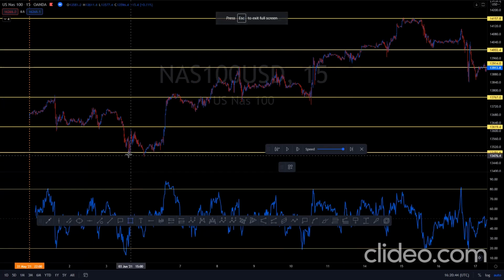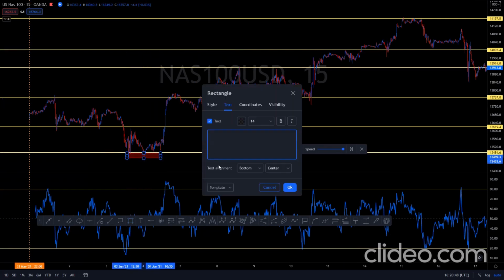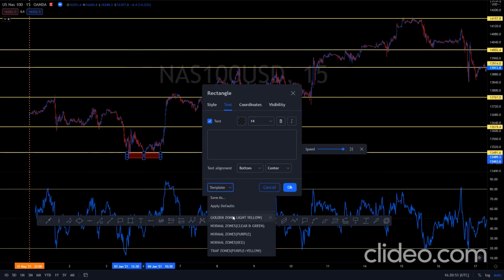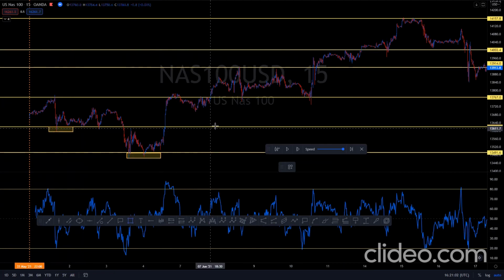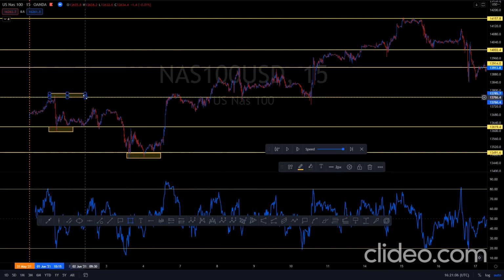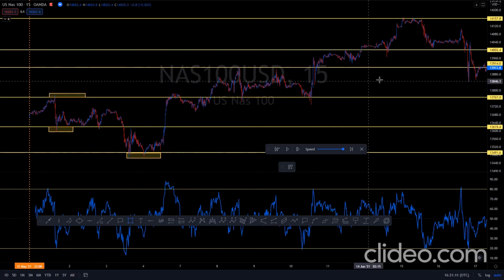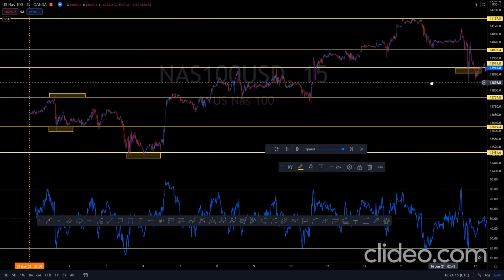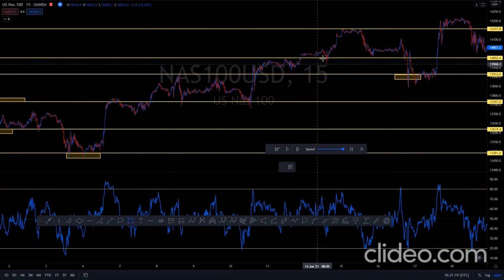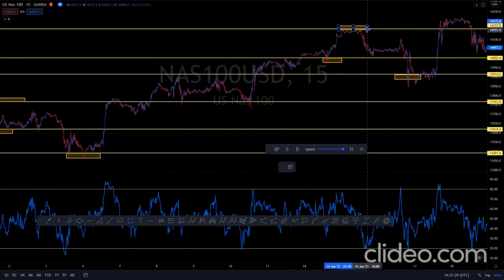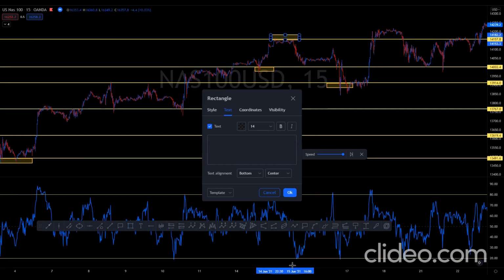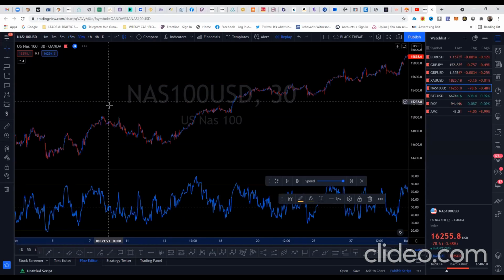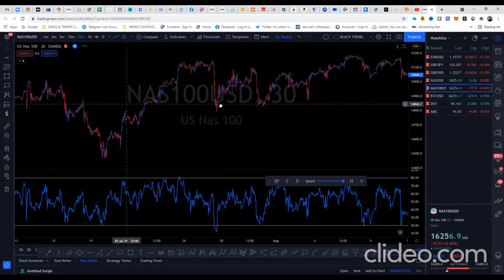So then I'm going to go ahead and mark up my supply demand zones. All right, so let me change the coordinates of these zones and be right back. Okay, now we marked up everything on the 15 minutes. So we're going to start on the 30-minute time frame now. I'm going to repeat the same old process. So let's go all the way back.